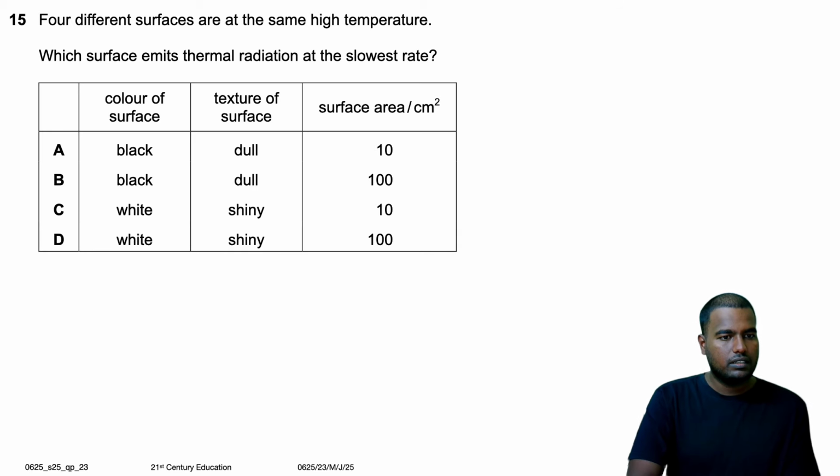Four different surfaces are at the same high temperature. Which surface emits thermal radiation at the slowest rate? Slowest means it should be white. Both whites are shiny, so whichever has the least surface area. So white, shiny, and 10. Option C.